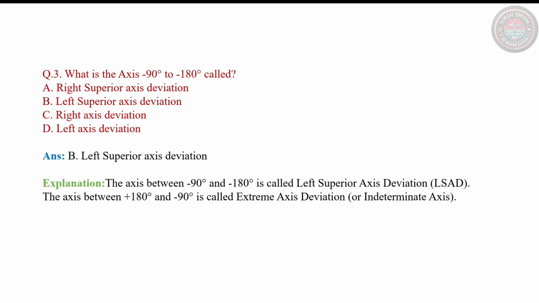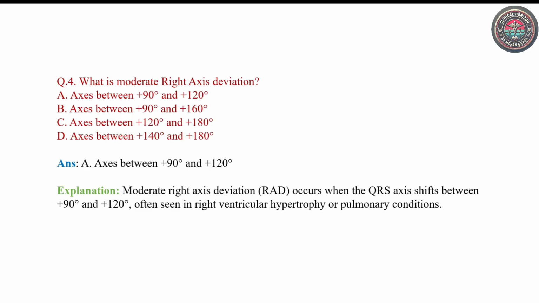What is moderate right axis deviation? The correct answer is an axis between plus 90 degrees and plus 120 degrees. Mild to moderate right axis deviation can occur in conditions such as right ventricular hypertrophy, pulmonary hypertension, or left posterior fascicular block. More significant deviations beyond plus 120 degrees suggest severe right heart pathology.